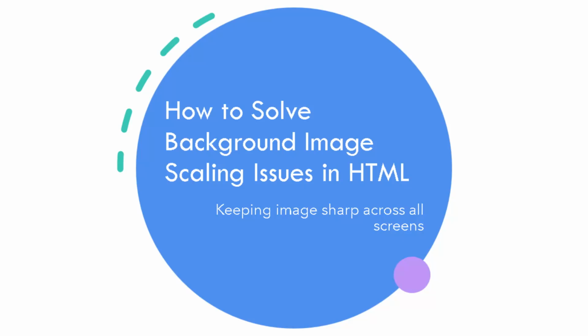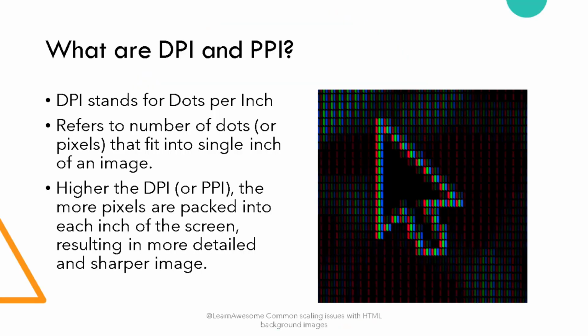If you've ever used a high DPI screen like a Retina display, you may have seen the same background image appear blurry or pixelated even though it looks fine on other devices. Let's break down why this happens and how to fix it.